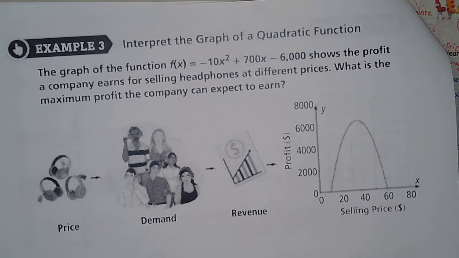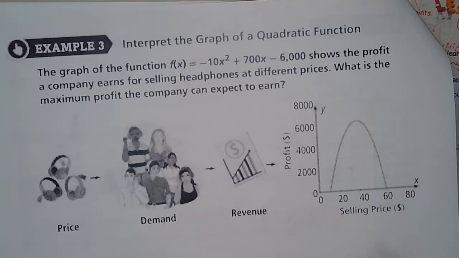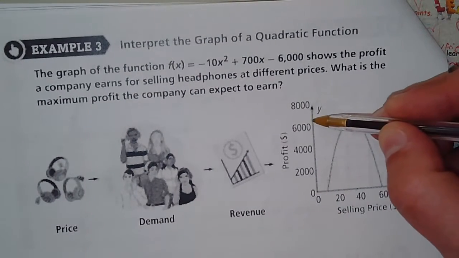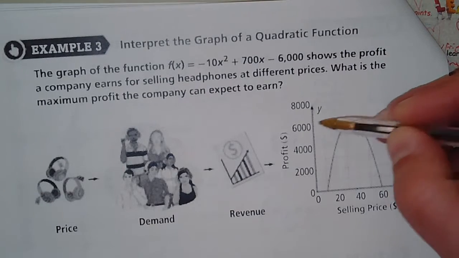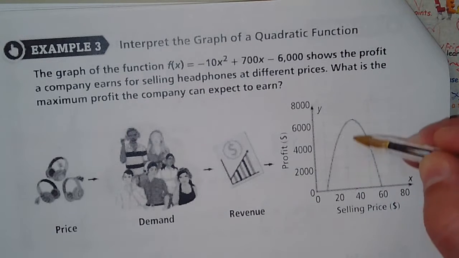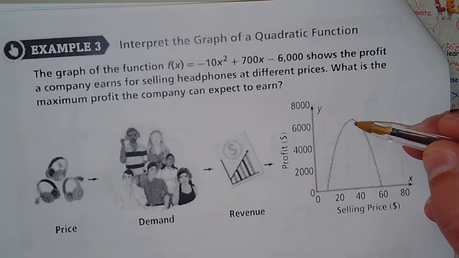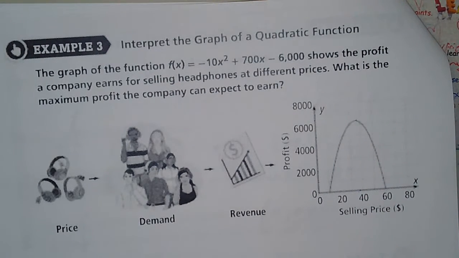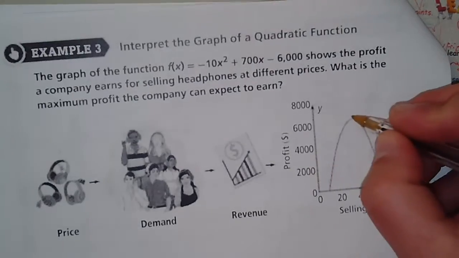Now, you could visually look at this and ask, what's the maximum profit? You could say, I don't know, probably about $6,500, something like that. And what are they going to sell it for? Something like maybe $37, $36. We can't see it exactly though. So to get the exact answer, we can just use our skill from yesterday, which is to find the coordinate of the vertex, because this is the vertex right here.